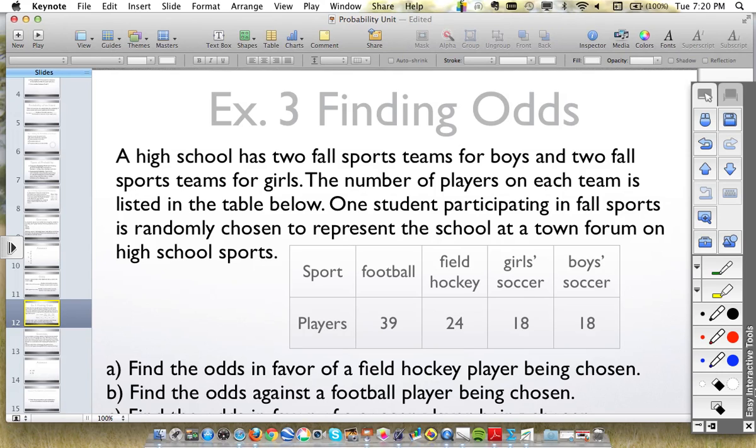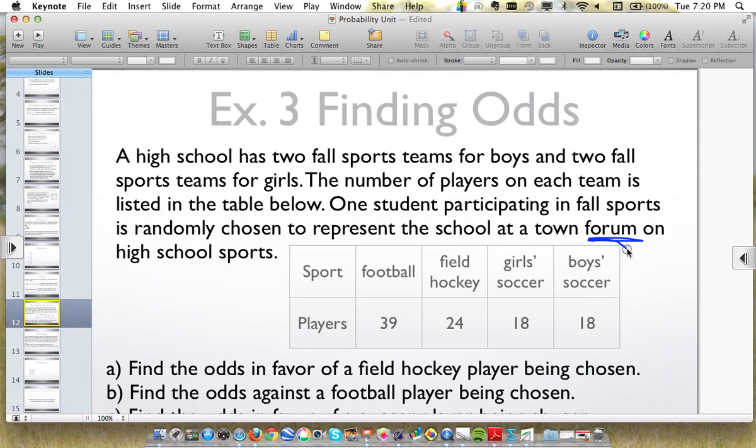One student participating in fall sports is randomly chosen to represent the school at a town forum on high school sports. For those of you not familiar with the word forum, it's a vocabulary word. Town forum means kind of like a town meeting. It's a discussion in a public setting to have a discussion or a debate or something like that.